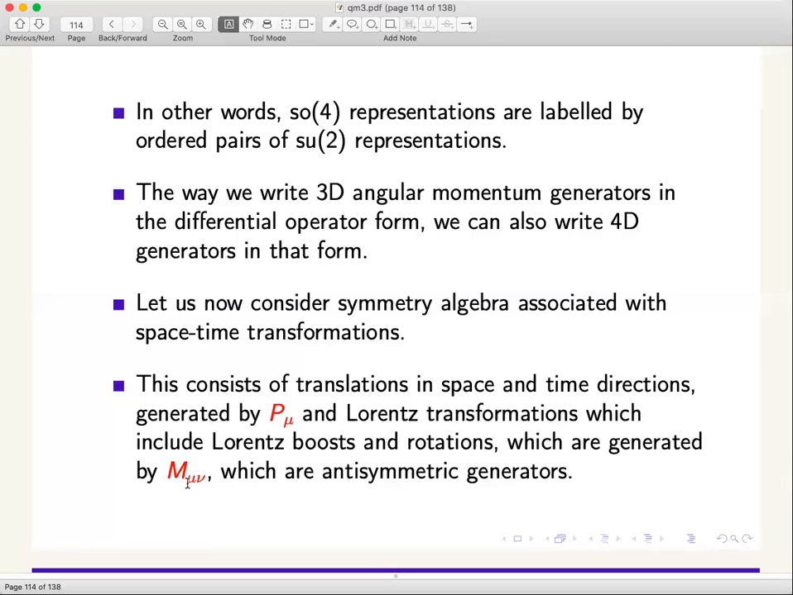Are you used to this notation or not? We were using it in QM2. You were using it in QM2, right?